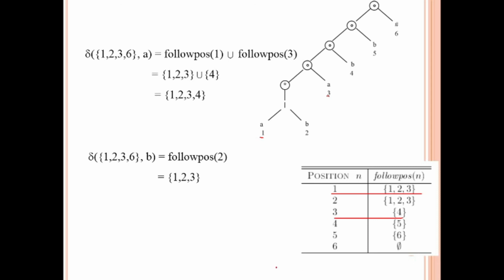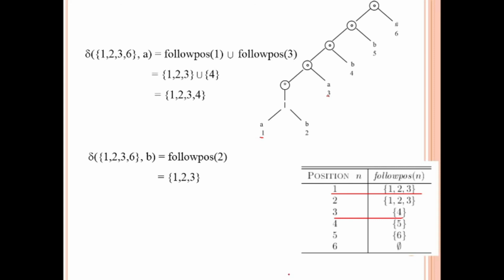And 1 2 3 6, check the positions corresponding to symbol B. Here you can see only position 2 corresponds to symbol B. Position 6 corresponds to symbol hash. Hash is not an input alphabet, so we will not consider that. So you can write only follow position of 2, which is equal to 1 2 3. Now you can see in this transition I don't find any new state. 1 2 3 4 is already considered, and state 1 2 3 is also already considered.